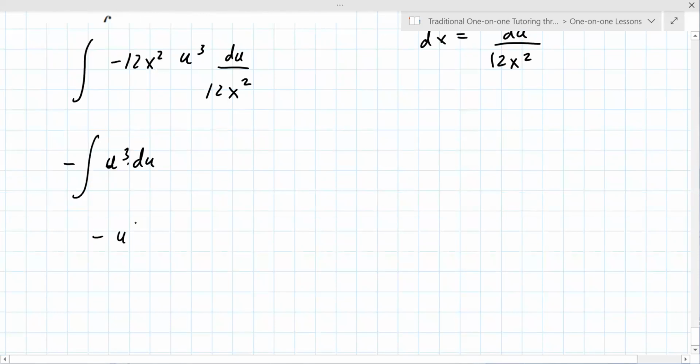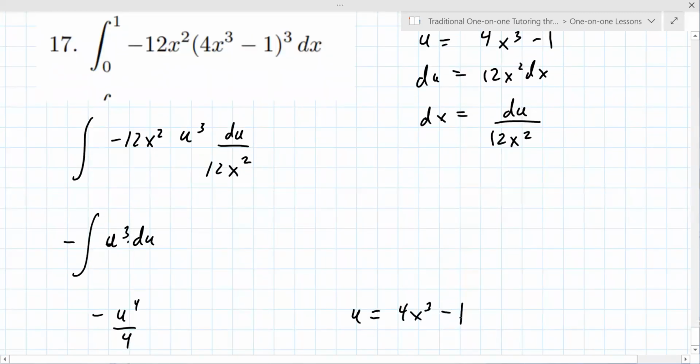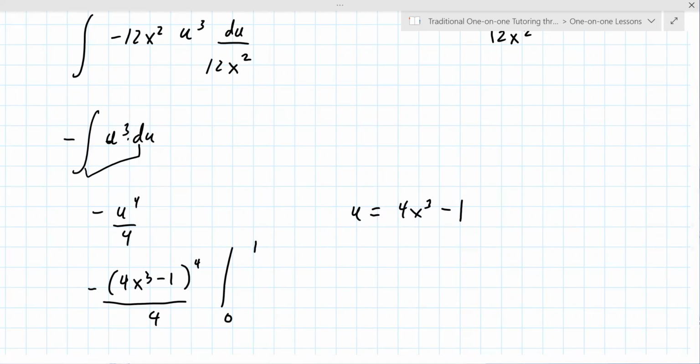Right, but then you have to back substitute 4x cubed minus 1. What happens to the du? It gets consumed as part of the integral. Oh, okay. So then you do your substitution back in. So then that's negative 4x cubed minus 1 to the 4th over 4, evaluated at 1 and 0.